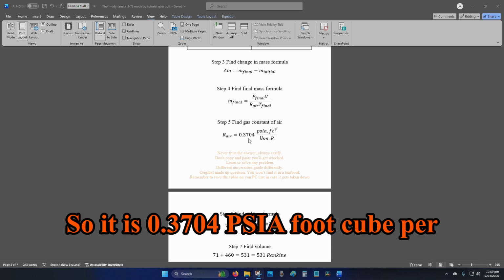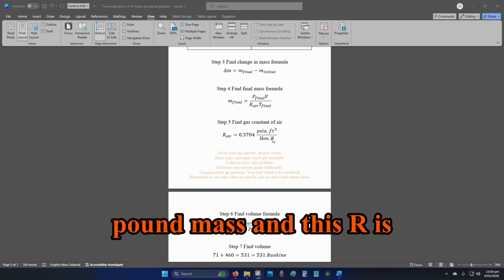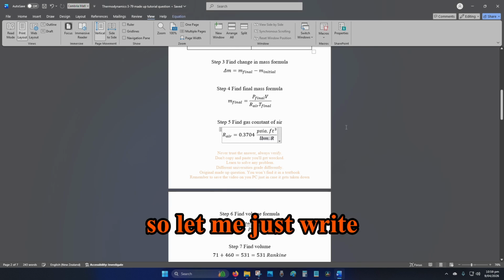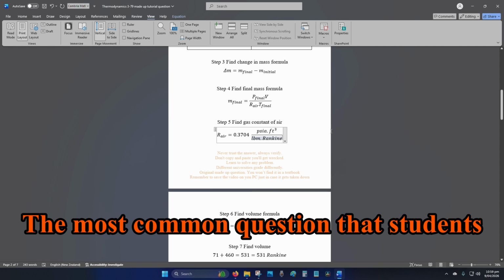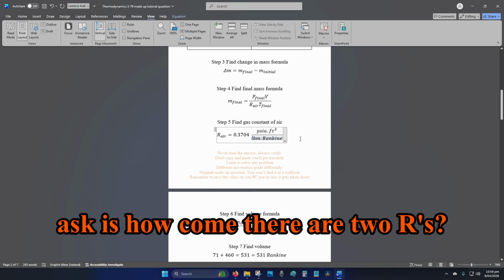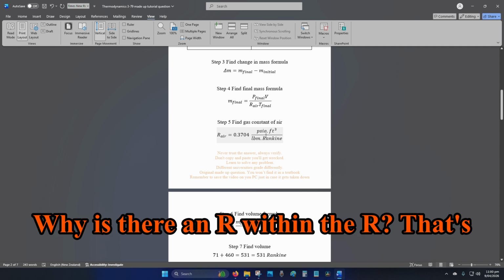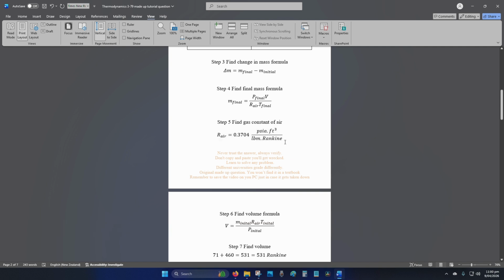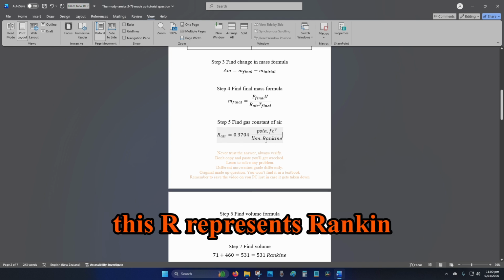So it is 0.3704 psia foot cubed per pound mass Rankine. Let me write that out for students, as the most common question students ask is how come there are two R's? Why is there an R within the R? That's what most students ask. This R represents the gas constant, this R represents Rankine.